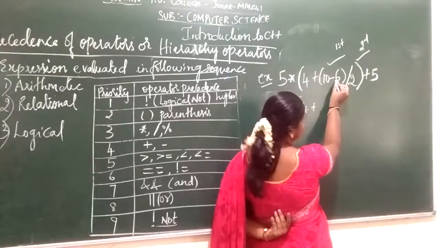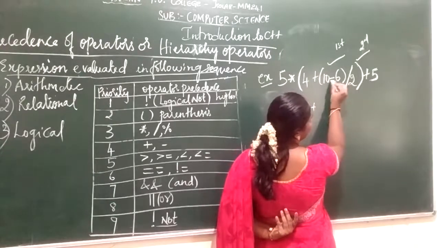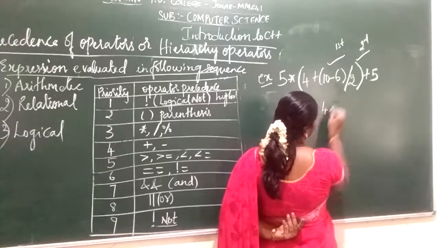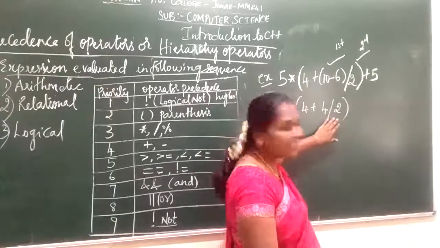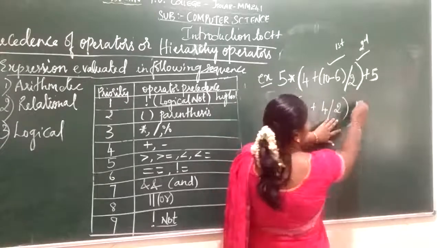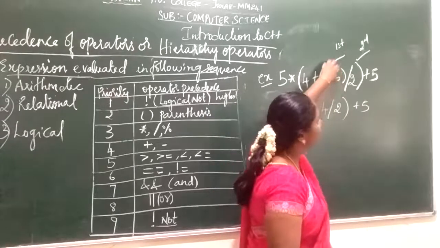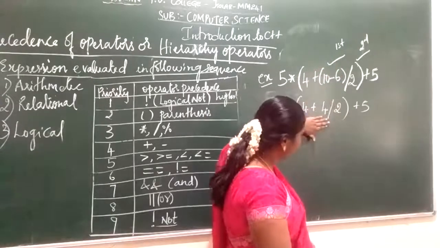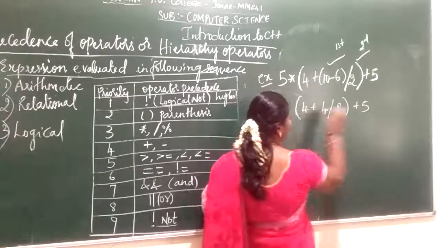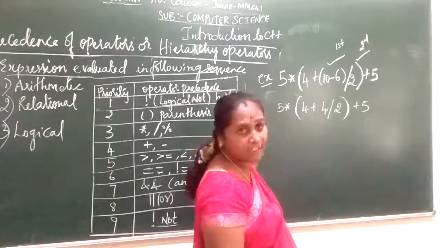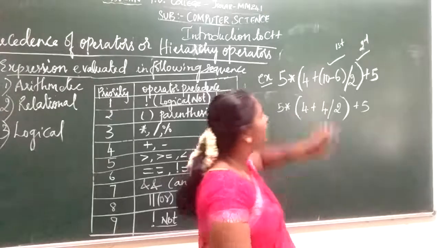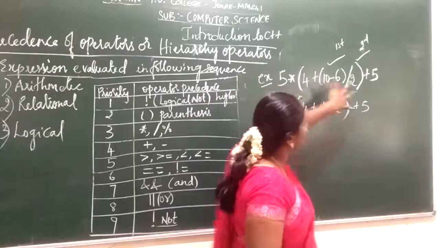10 minus 6. What is 10 minus 6? It is nothing but 4, divided by 2. We got this after evaluating the innermost parenthesis. It came to the next level. Here you have the next parenthesis. Apart from that, it doesn't have any other parenthesis. Only two parentheses. The first one is evaluated, and the second one you have now.